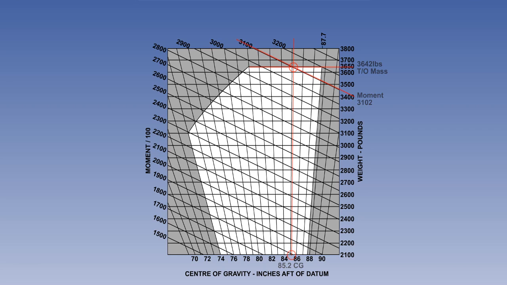The next step is to plot the landing mass by drawing a horizontal line representing this. Here it is 3,402 pounds, followed by a diagonal line with the moment. Here 2,922, and where the two lines cross, drop a line parallel to the grid line to the horizontal axis, which will indicate the centre of gravity for landing. Our result is 85.9 inches aft of datum, which is in the envelope and in limits.